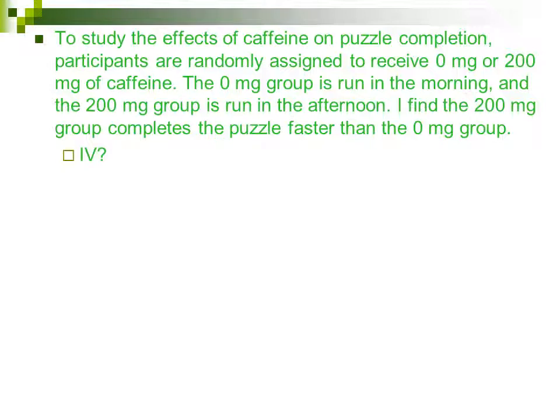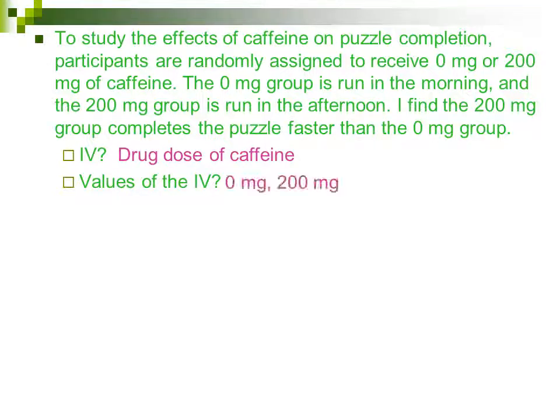So first, let's go through our questions from before. In this example, what is the independent variable? Which variable are we manipulating or choosing the values for? Well, that's going to be caffeine dose. And then what are the specific values of the independent variable? What are the specific amounts of caffeine that we're going to give participants? Either 0 milligrams or 200 milligrams. And then finally, what's the dependent variable? What variable are we measuring? In this example, it's going to be puzzle completion time.